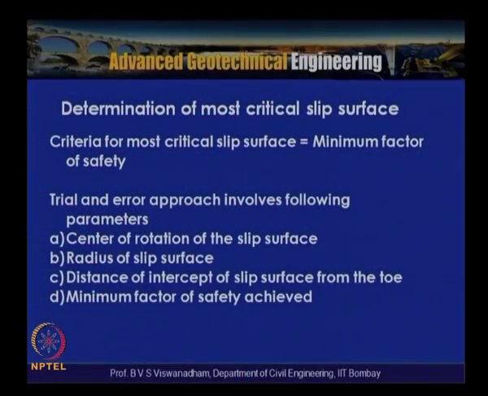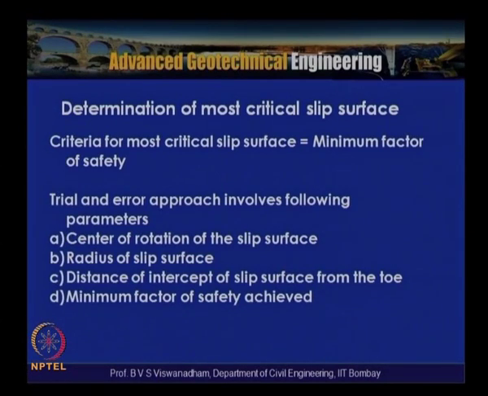Before discussing this rapid drawdown condition, let us look into the determination of the most critical slip surface. The most critical slip surface implies the surface which gives the minimum factor of safety. The criterion for selecting the most critical surface is that it gives the minimum factor of safety and can be the potential failure surface. So, trial and error approaches are involved. Basically it involves the location of the center of rotation, the radius of the slip surface, the distance of the intercept of the slip surface from the toe, and the minimum factor of safety achieved.